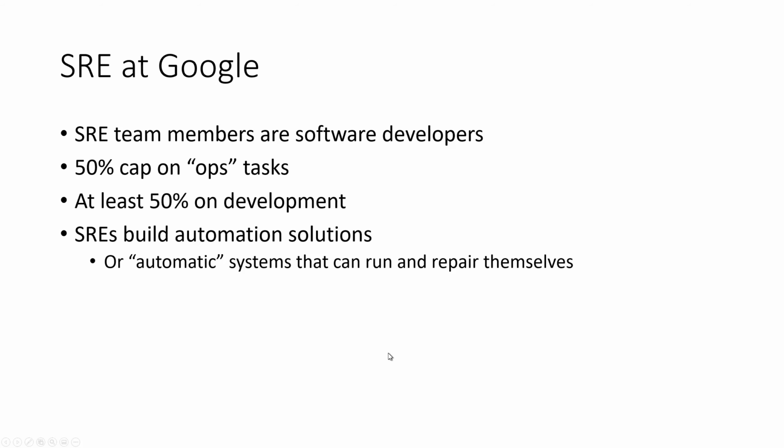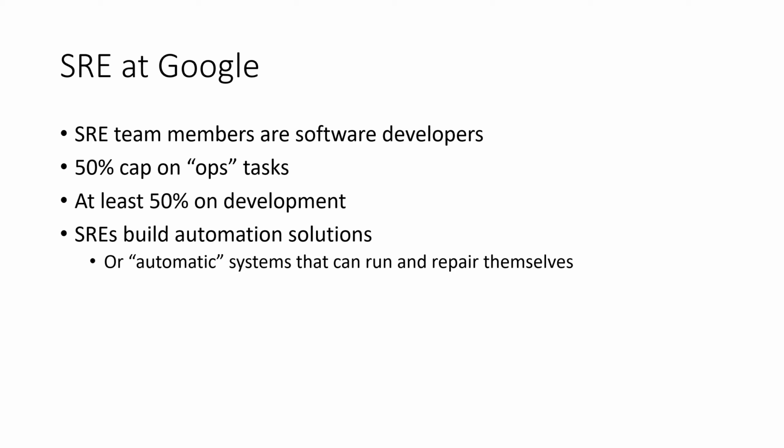SRE team members at Google are software developers, and Google has a 50% cap on operations tasks. When an engineer is managing systems in Google, he can spend only 50% of his time on manual work and actually managing the systems directly. The other 50% of the time must be spent on development. And what development do they do? Well, they build automation solutions or automatic systems.